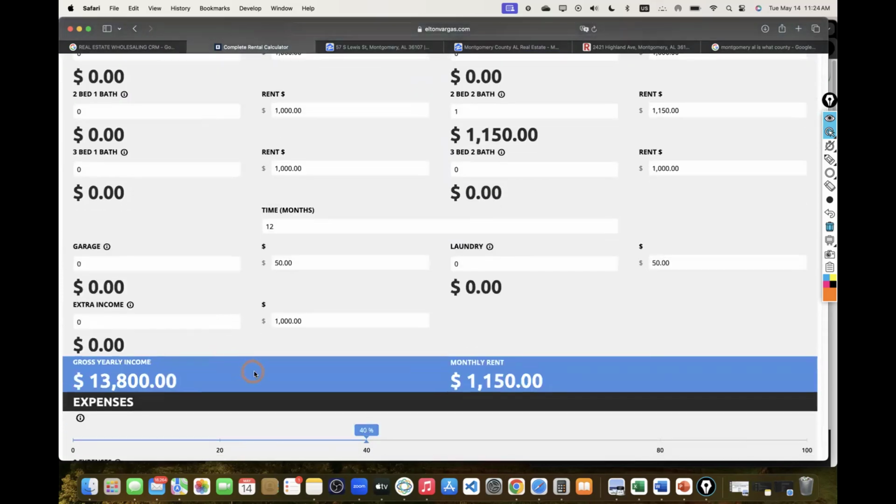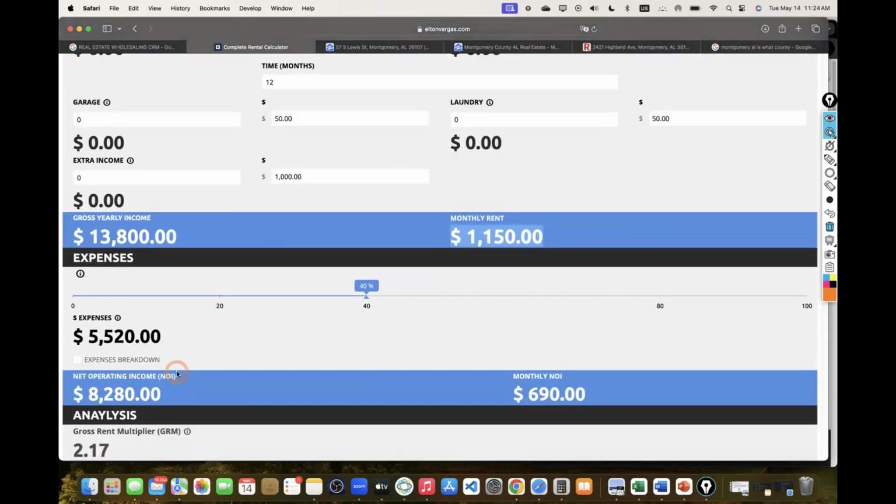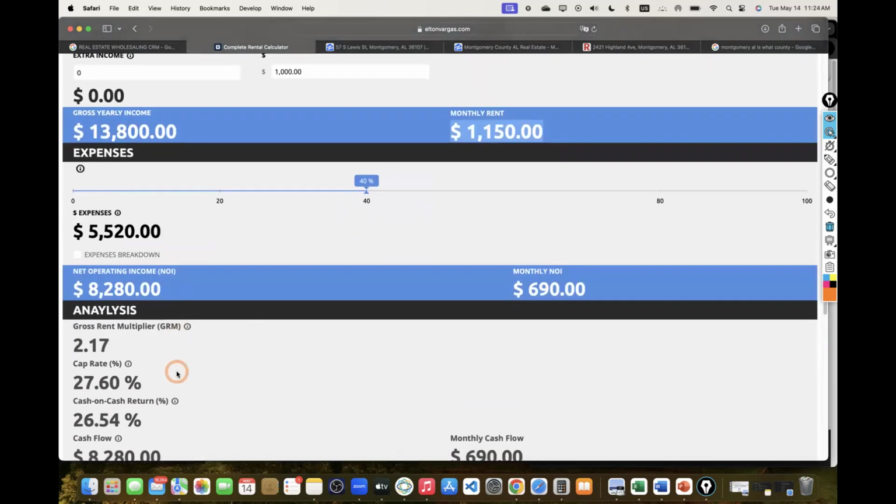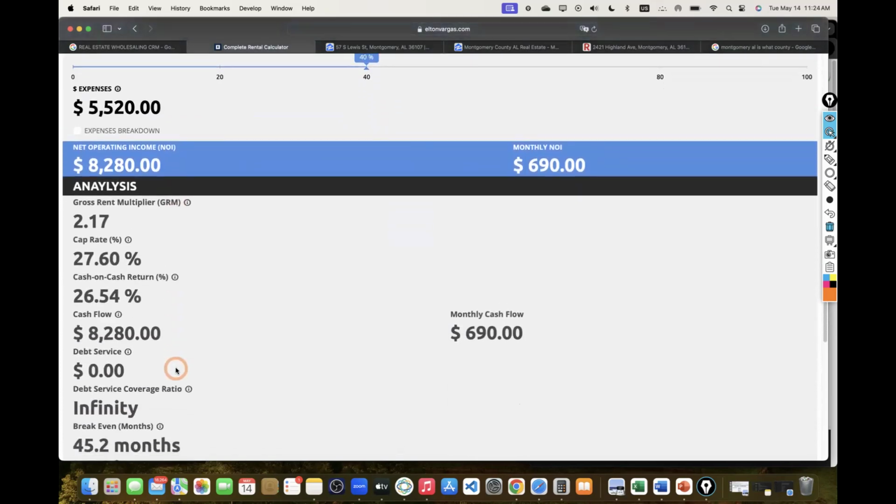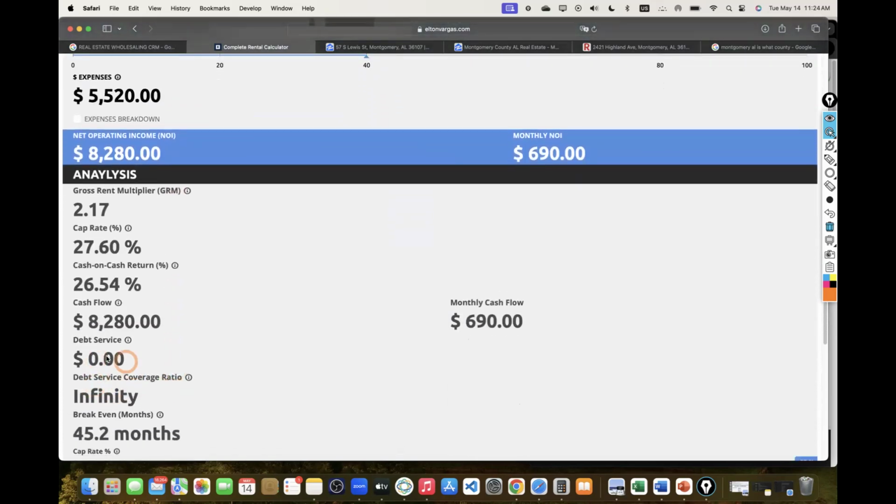So you get on the contract for $30,000. It brings you $1,150 per month. Your expenses again are going to stay the same. This property, there's no mortgage on it, but this property is cash flowing you $8,000 each single year, which is a total of $690 per month.